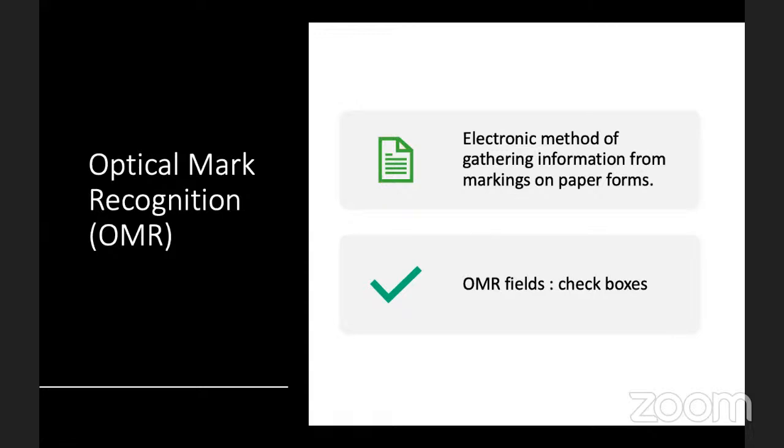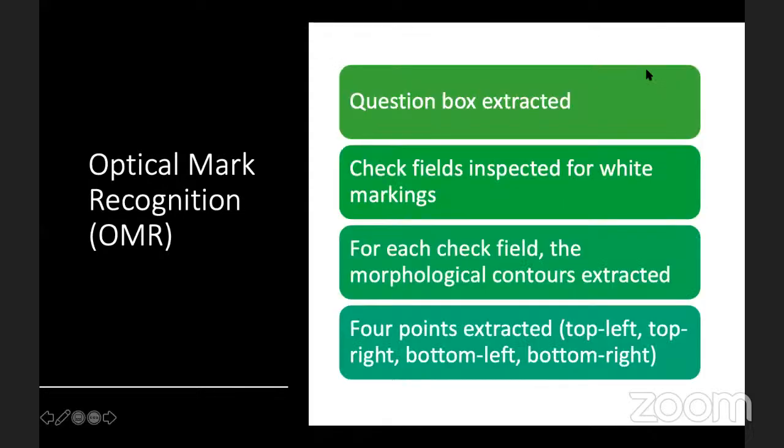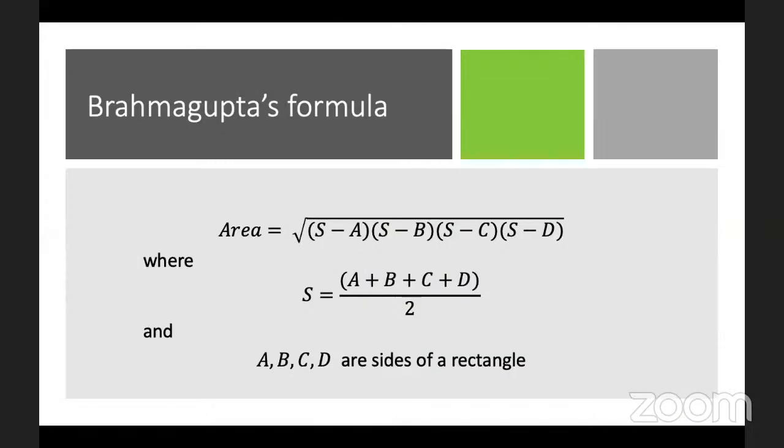This is an electronic method of gathering information from markings on paper forms, which is exactly what we need. We need to detect the check marks from the check boxes and determine what is the answer of that particular respondent, and thus give the equivalent score. So the question box is extracted and the check fields are inspected for white markings. The white markings indicate that there may be a check mark, or maybe some random mark, or maybe a cross mark. So for each check field, the morphological contours are extracted, and given the white marks, which indicate the check or the cross mark, 4 points were extracted: the top left, the top right, the bottom left, and the bottom right.